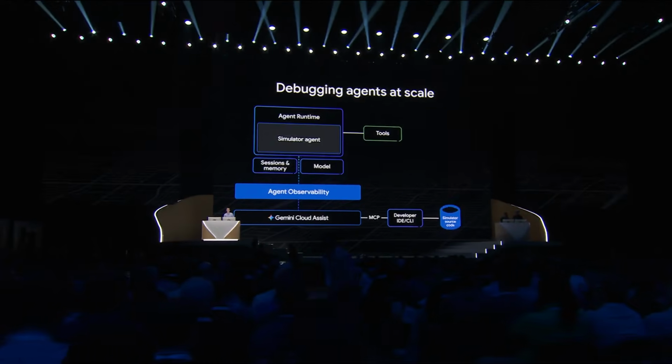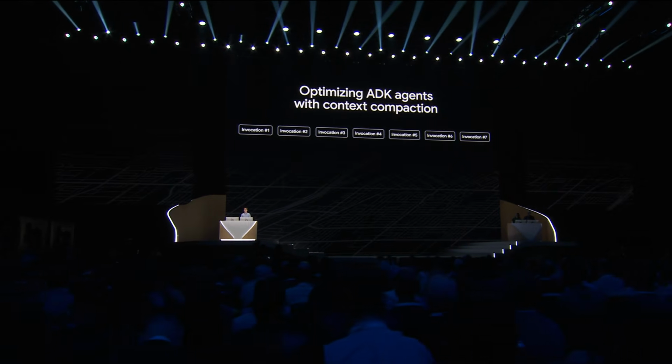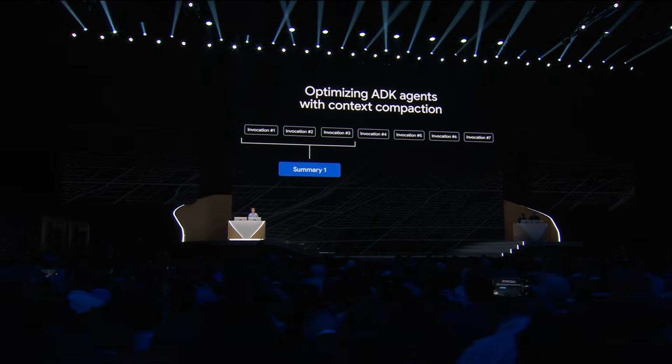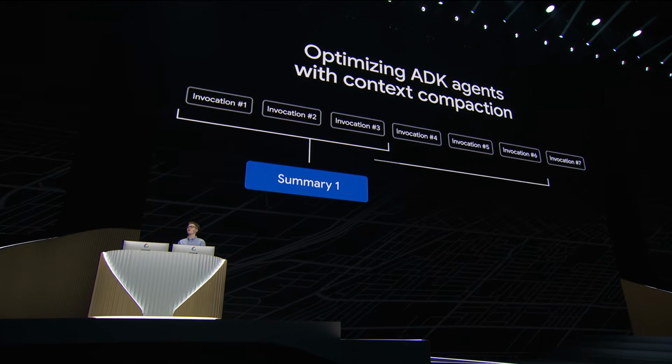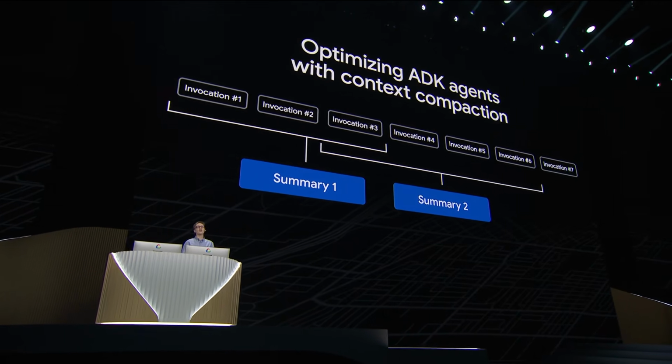Now, our simulator agent needs to manage a lot of context for the live simulation. To prepare for this, I've added context compaction to that agent. This feature, called Event Compaction in Agent Development Kit, tells our agent to periodically summarize its workflow using Gemini, reducing the total context that's sent to the model at each turn.